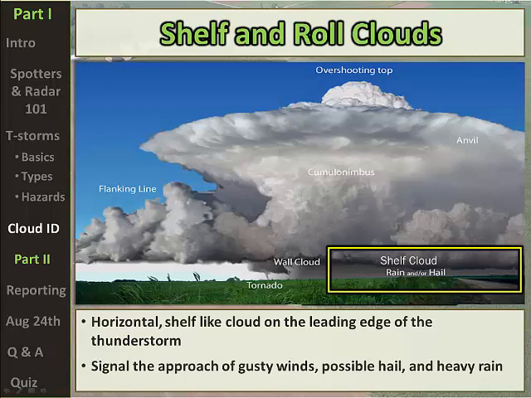Now if we go back to our conceptual model of the supercell, the shelf cloud is typically going to be found on the north side of a storm here if we're looking back to the west at the supercell. This is where you have your rain-cooled air and your downdraft located, and the shelf cloud is usually going to be located in association with that downdraft rain-cooled air and the leading edge of your gusty wind threat.